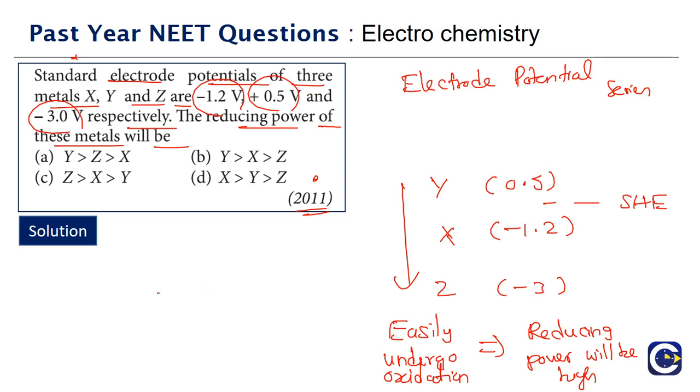So what will be the order? Z is at the bottommost, so that will have the highest reducing power. Then comes X, then comes Y. So what will be the correct answer for this? Option C. Z will have the highest reducing power, then X, then Y. So always, at the bottom of the series reducing power is high, typically the metals, alkali metals. At the top of the series, the oxidizing power is high, non-metals and particularly halogens.